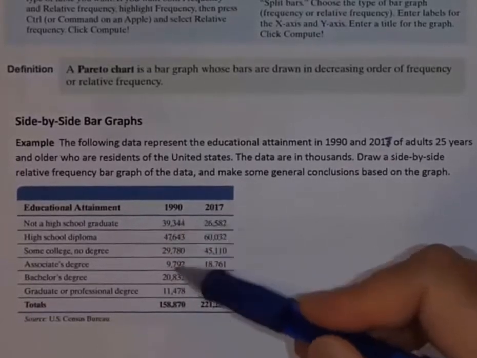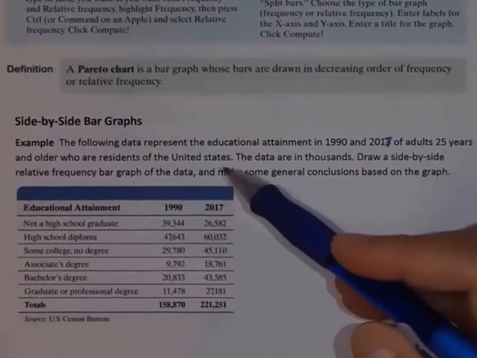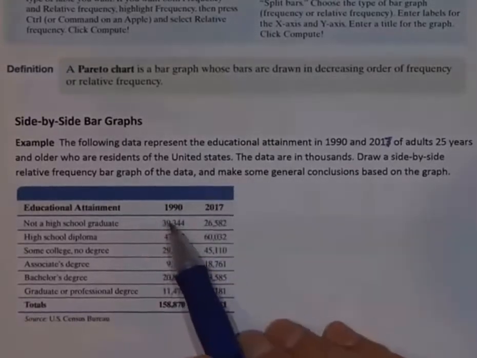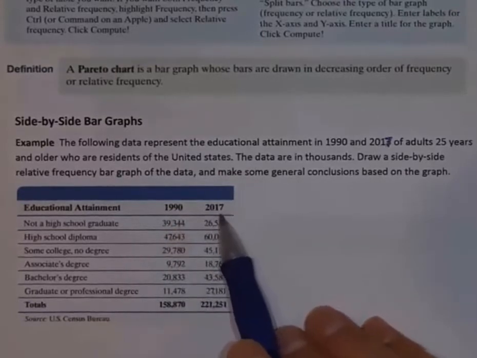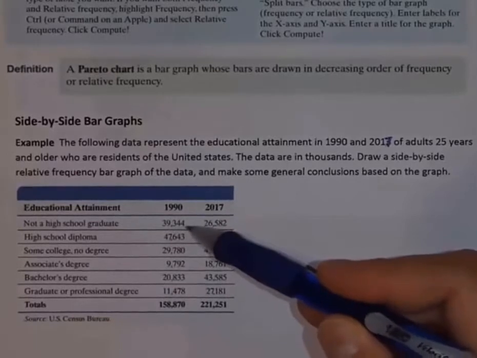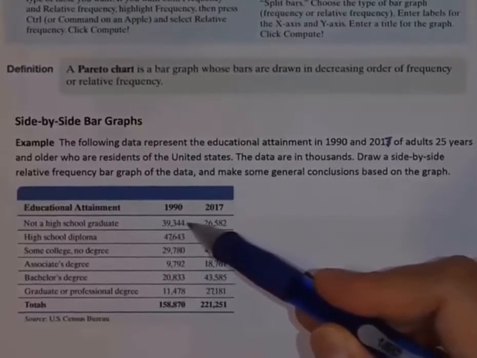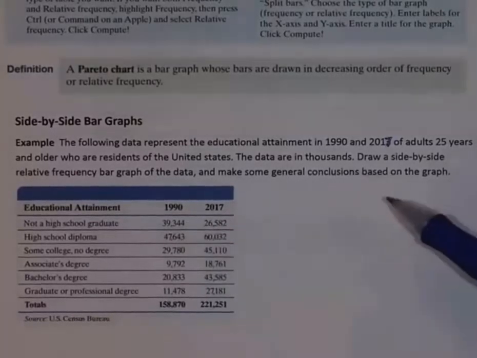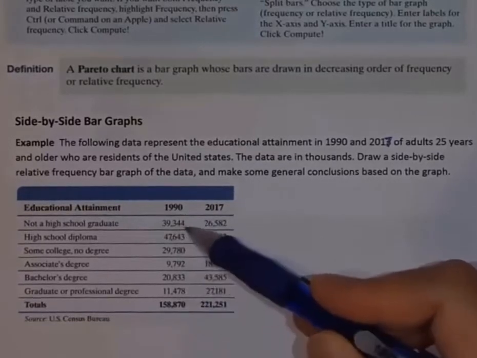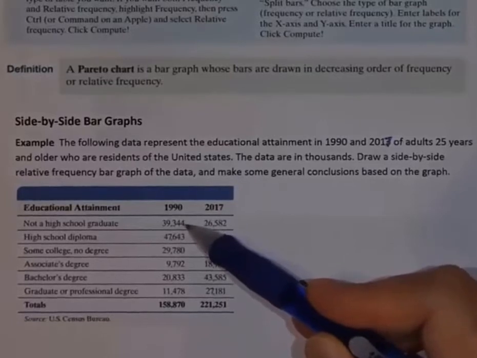So what we have here is information about educational attainment. We have two different years. We have 1990 and we have 2017. So in 1990, there were 39,344,000 individuals in the United States who did not have a high school diploma.